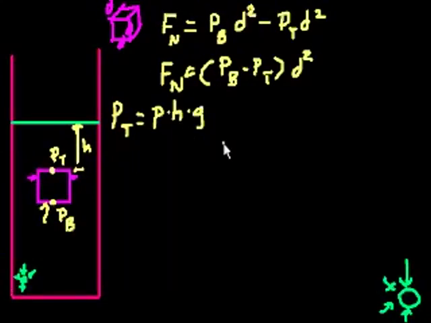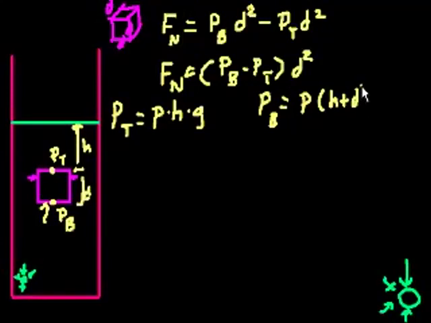And what's the pressure at the bottom? Well, the pressure at the bottom, similarly, would be the density of the liquid times the depth. So what's the depth? It would be this h, and then we're another d down, right? So h plus d, that's our total depth, times gravity.